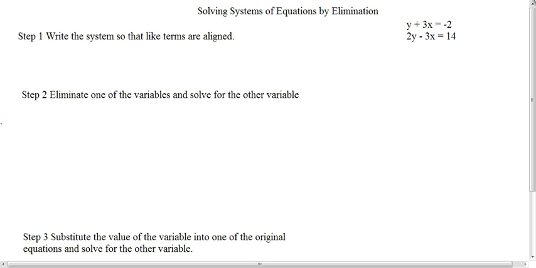Well, another method for solving systems of equations is elimination. So like substitution, the goal here is to get one equation that has only one variable. To do this by elimination, we want to add the two equations in the system together.